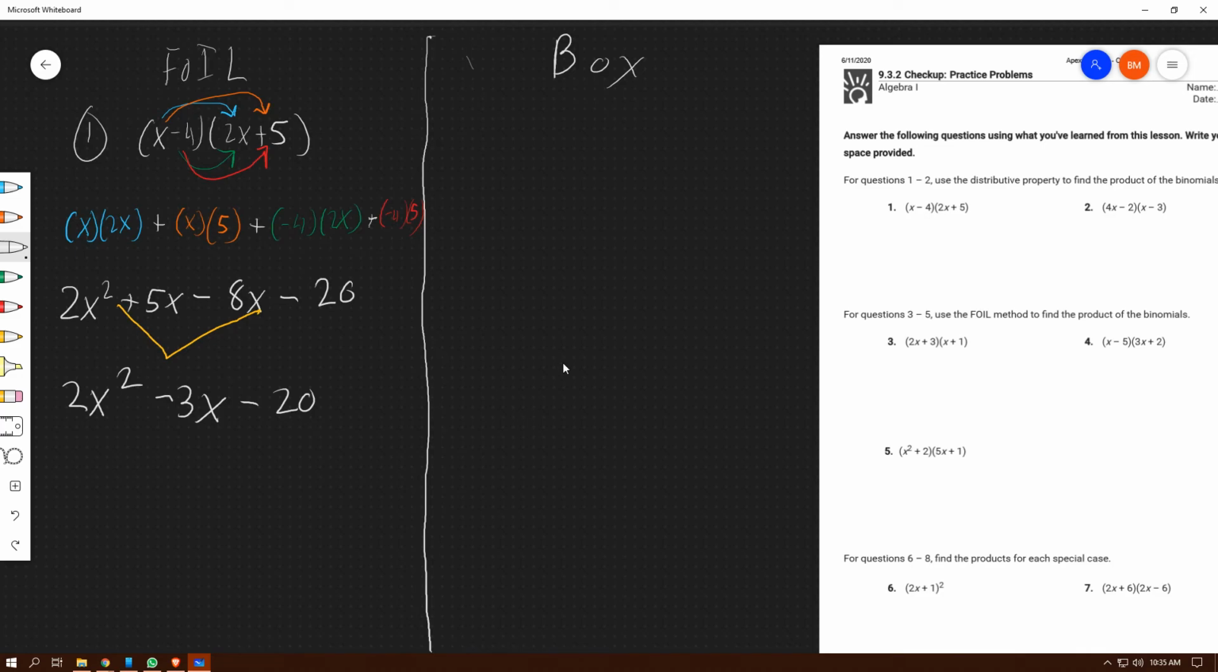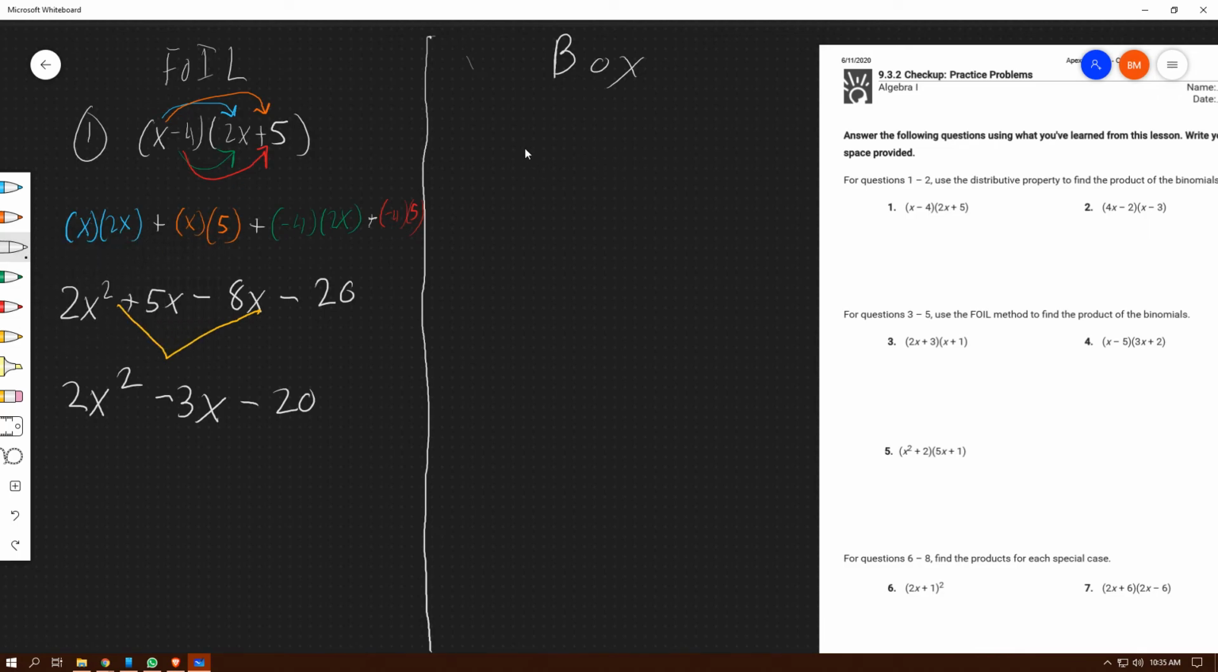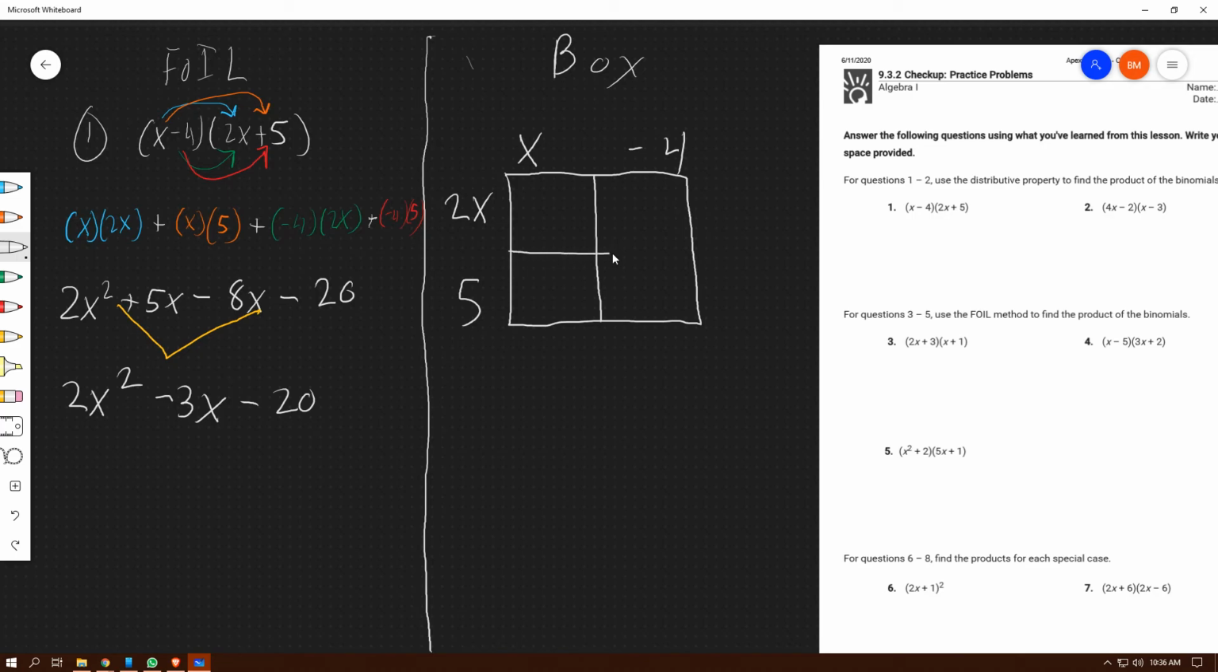Now, if I was to do a box method, all right, I have x and negative 4, so I'm going to write x and negative 4. I'm going to kind of separate them. Then I have 2x and 5, so the second binomial I'm going to write vertically. And then I'm going to create a box around it. All right, so I created this box, and now I'm going to multiply.